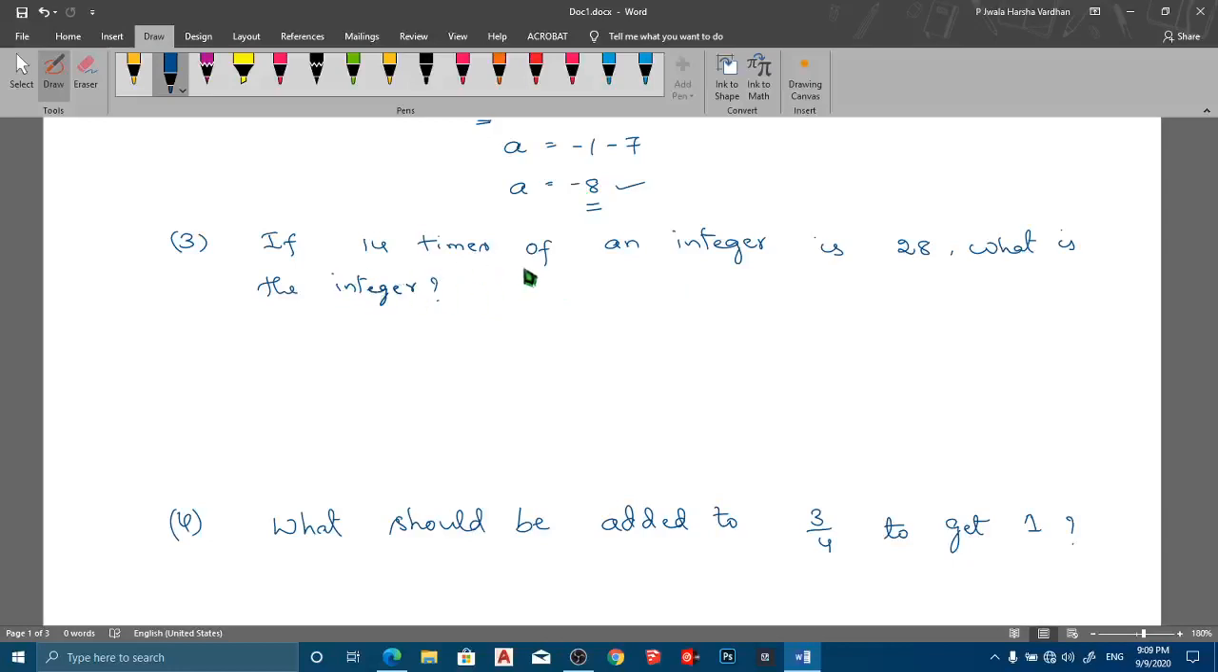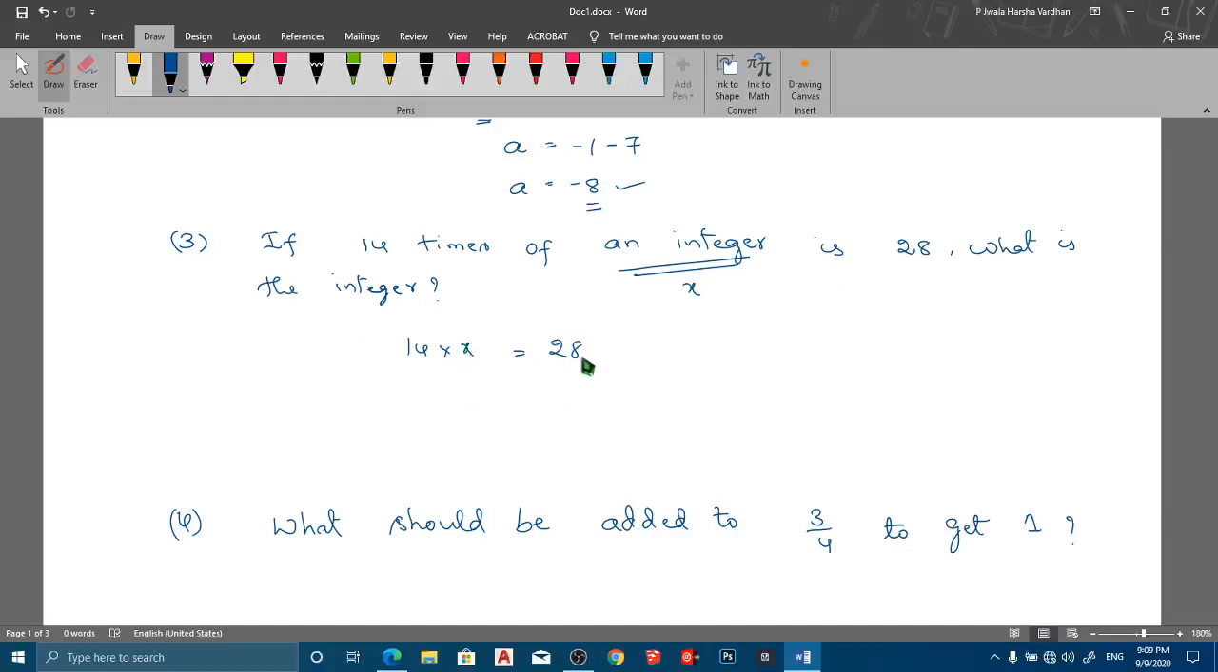If 14 times an integer is 28, what is the integer? Here the integer is the unknown value. If you take it as x, then 14 times x is equal to 28. So this is an equation. Then he is asking what is that integer, this x value, how to find it out.